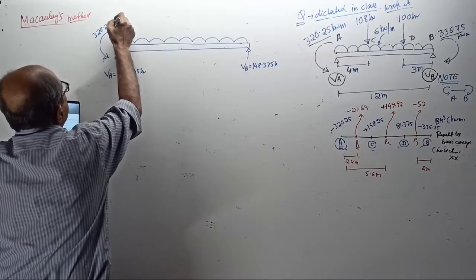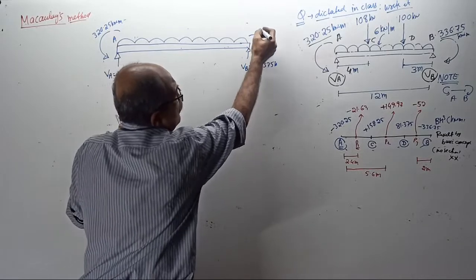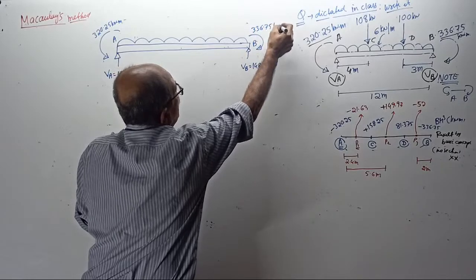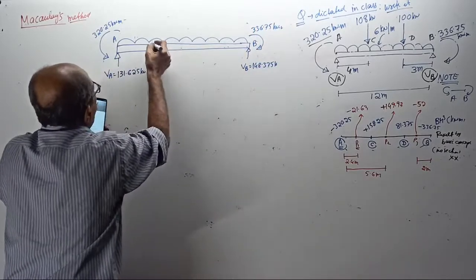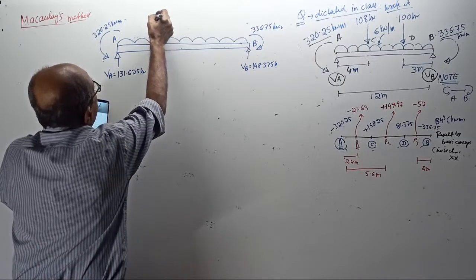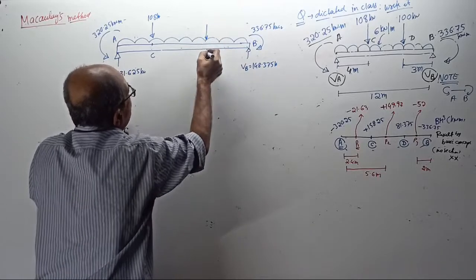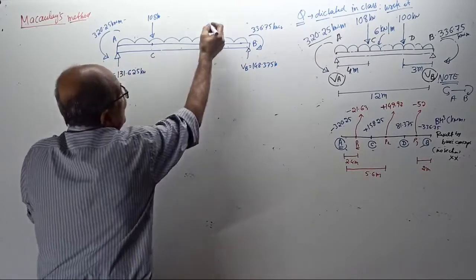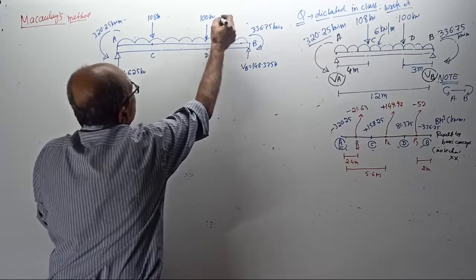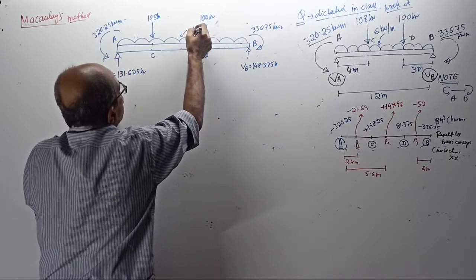320.25 kilonewton meter. At B, this is the B point, clockwise couple of 336.75 kilonewton meter. There is a standard point here, C, where there is a point load of 108 kilonewton. There is one more standard point here, D. It is a standard point. Okay, that is 100 kilonewton. UDL is 6 kilonewton per meter.